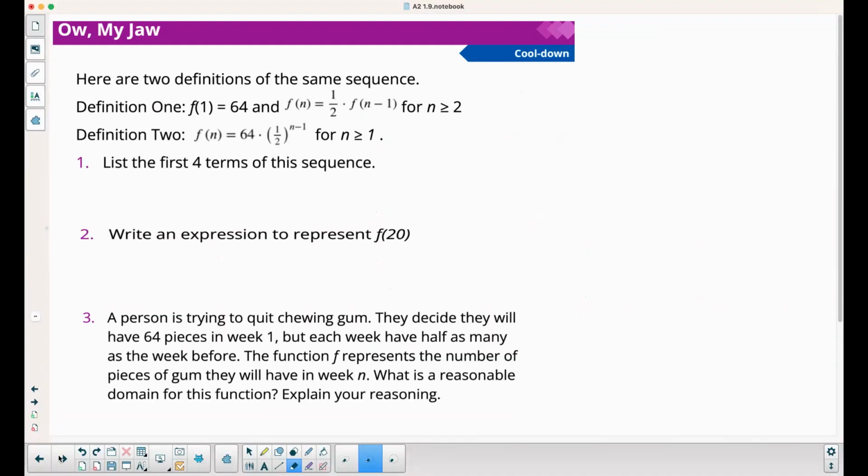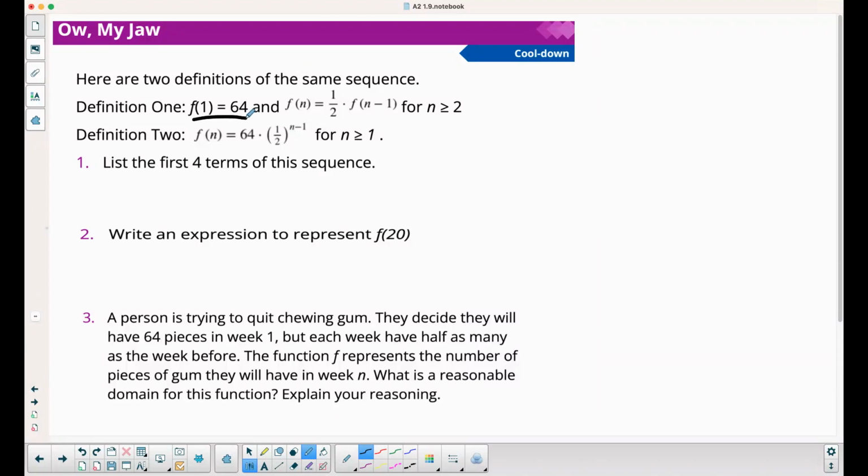Oops, I had that slide twice. All right, cool down. So here are 2 definitions of the same sequence. Definition 1 looks like it's recursive because you have that f of n minus 1. Definition 2 is explicit because although you have the n minus 1, it's not f of n minus 1. So it's still just an explicit function where you could plug in n. Okay, so that's the first 4 terms of this sequence. So you could really use either one.